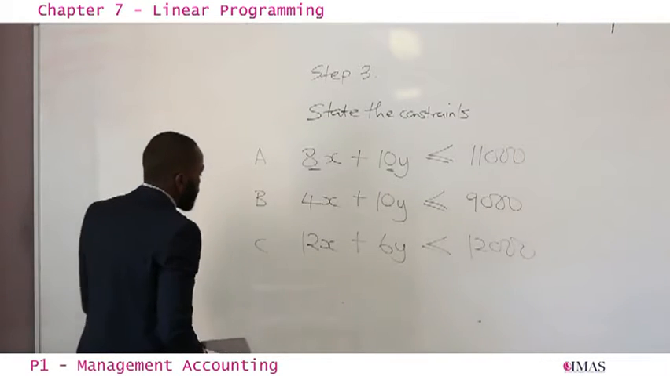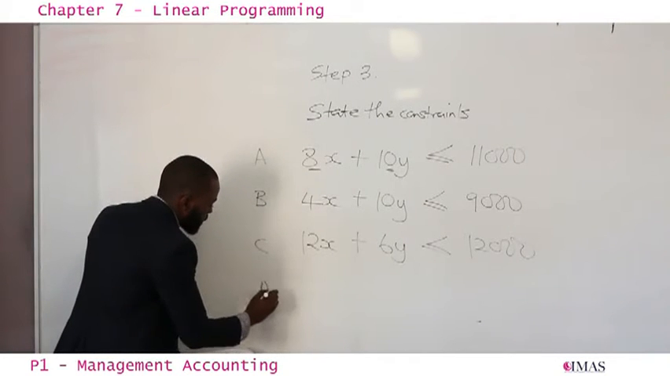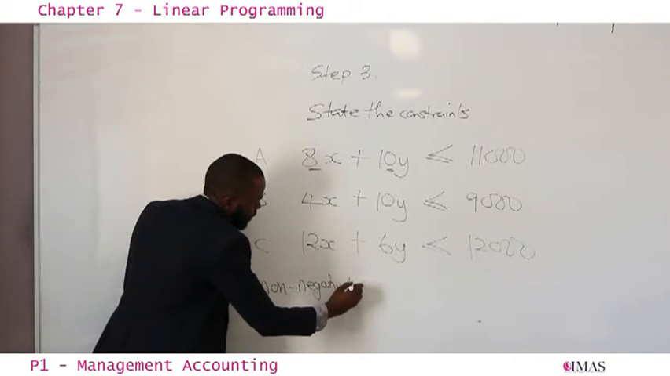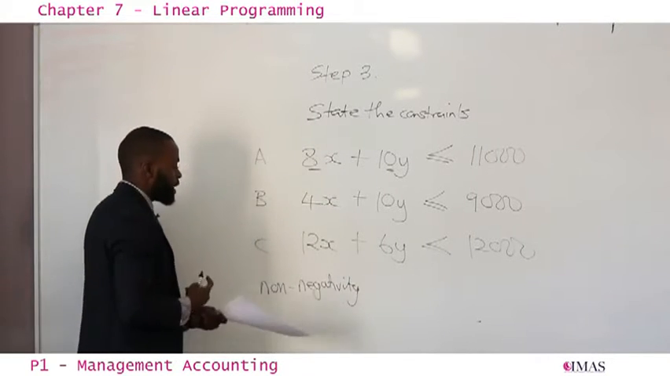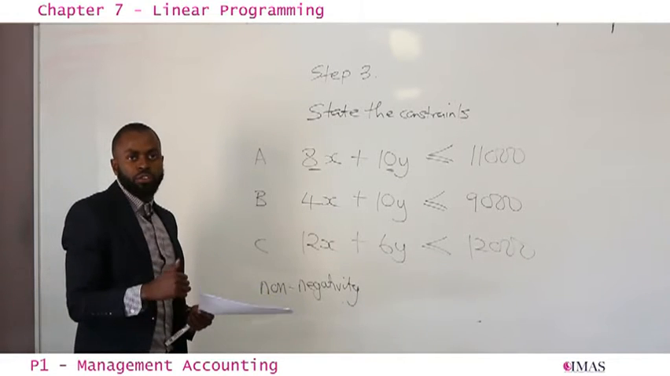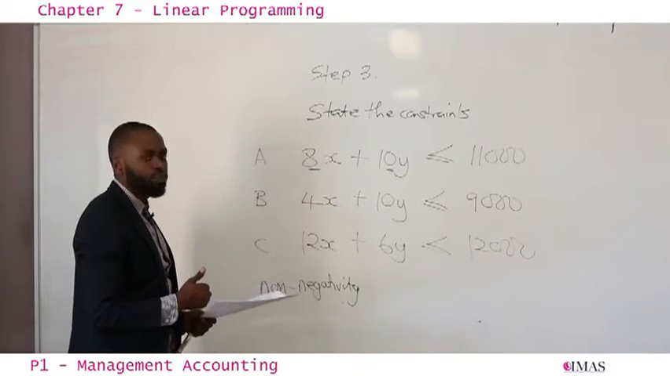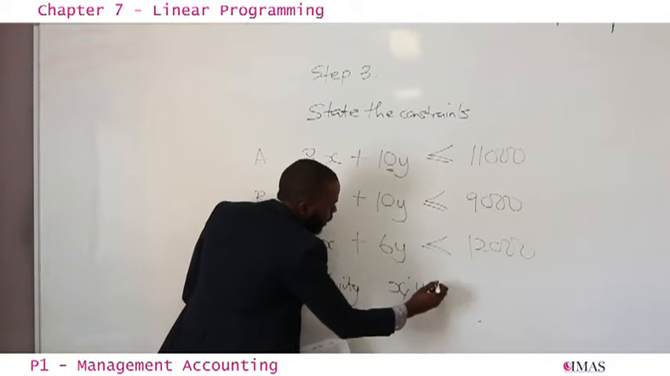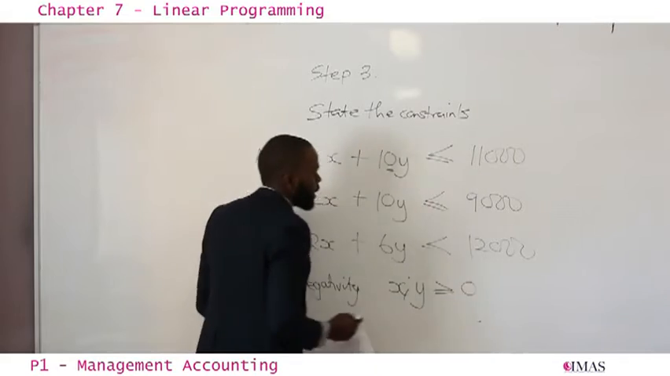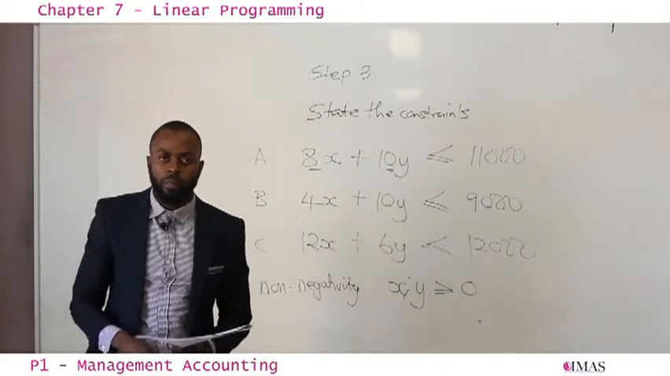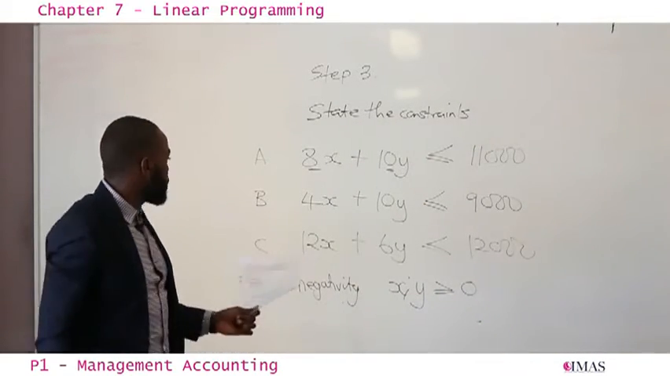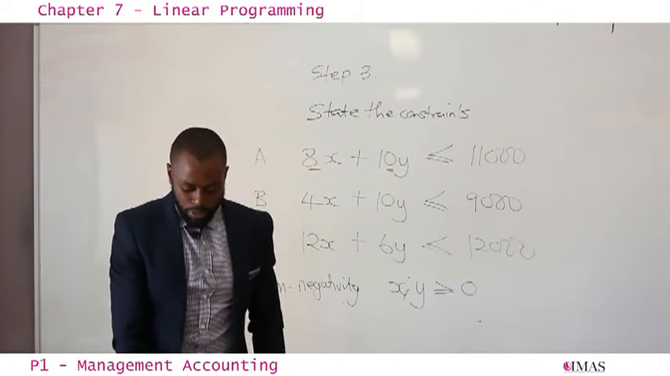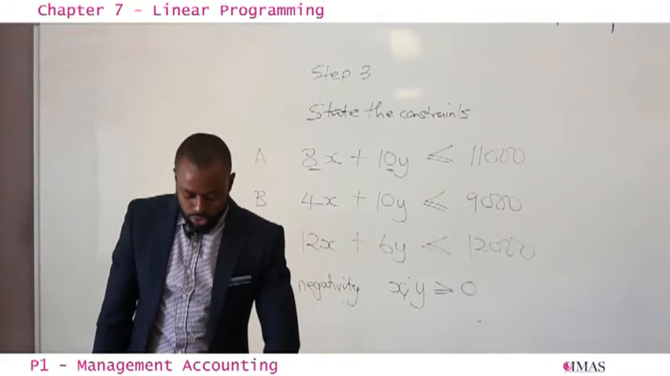Then always we need to put our non-negativity constraint. Now with non-negativity, we're saying we cannot produce negative units of x, we cannot produce negative units of y. So our x and our y have to be greater than or equal to 0. So always remember to put this constraint, the non-negativity constraint. So that's our step number 3. We go to step number 4.